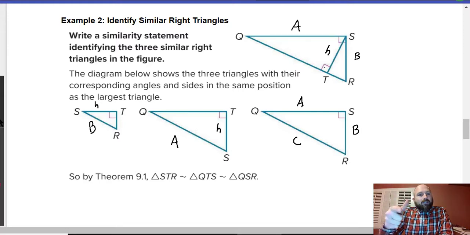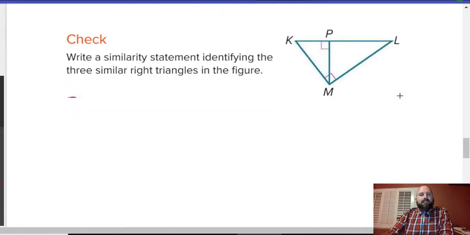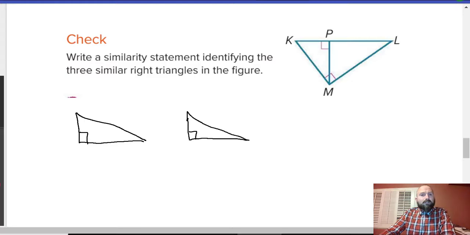So let's do the check. Write a similar statement, identify the 3 similar right triangles. So the first step is we have to draw the right triangles. Probably want to have the short leg, probably going to have the long leg. So let's do it. Now we're going to pause it for a second right here, and I want you to try to finish up for it, okay?